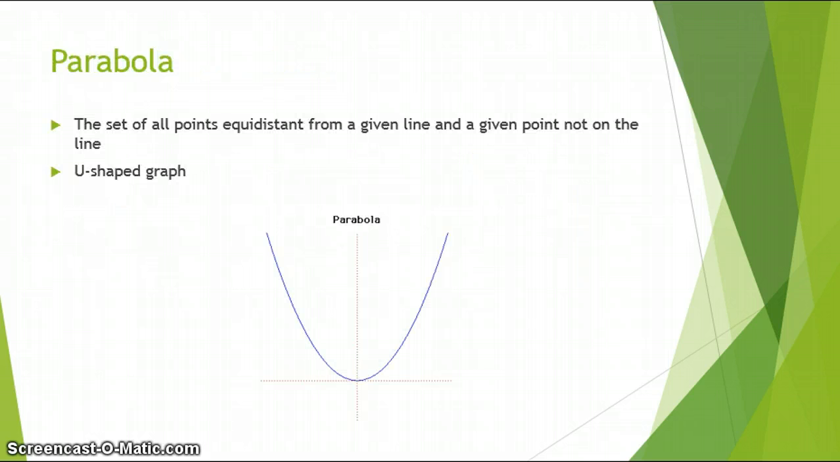All of our quadratic equations will be in the shape of a parabola. A parabola is the set of all points equidistant from a given line and a given point not on that line. For example, notice these two points are equidistant, or equally as far, from the middle line. Another way to think about it is a U-shaped graph. The U can be opening upwards like it's pictured here, or like I'm drawing it now, facing downwards.